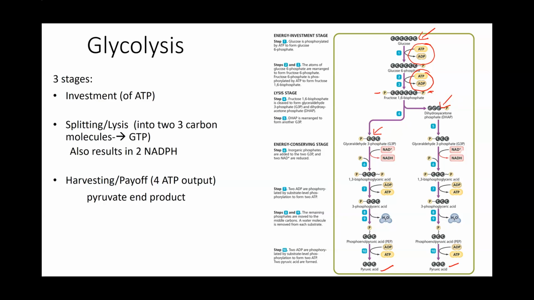So in summary, during the investment, 2 ATPs are used to transfer phosphates to the sugar and thus are converted to 2 ADP molecules. 2 3-carbon molecules result at the end of this stage, each containing one of the phosphates taken from ATP. During the second stage, an important redox or oxidation reduction reaction occurs. But first, one enzyme converts one of the 3-carbon molecules that resulted from the splitting of the 6-carbon sugar into another form. This gives you 2 of the same 3-carbon molecules with the phosphate, called G3P.